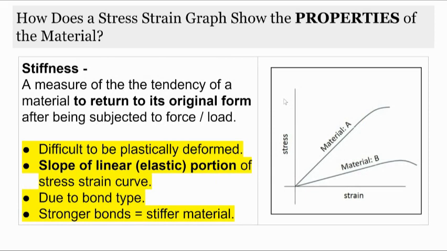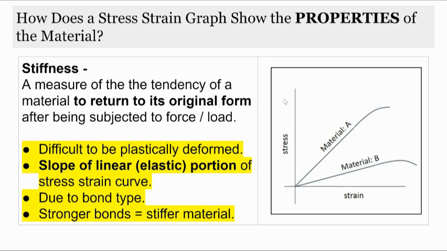Stiffness is different than strength. So please know that it's a big misconception to assume that stiffness is the same as strength. Stiffness measures the tendency of a material to return to its original form after being subjected to a force or a load. In other words, stiffness is how difficult it is to be plastically deformed, how likely the material is to return to its original form after a load is applied.